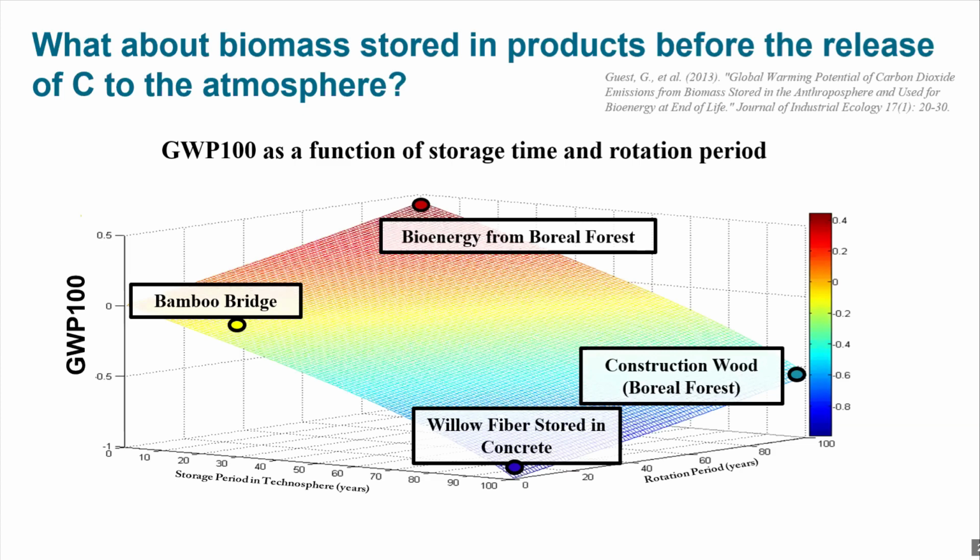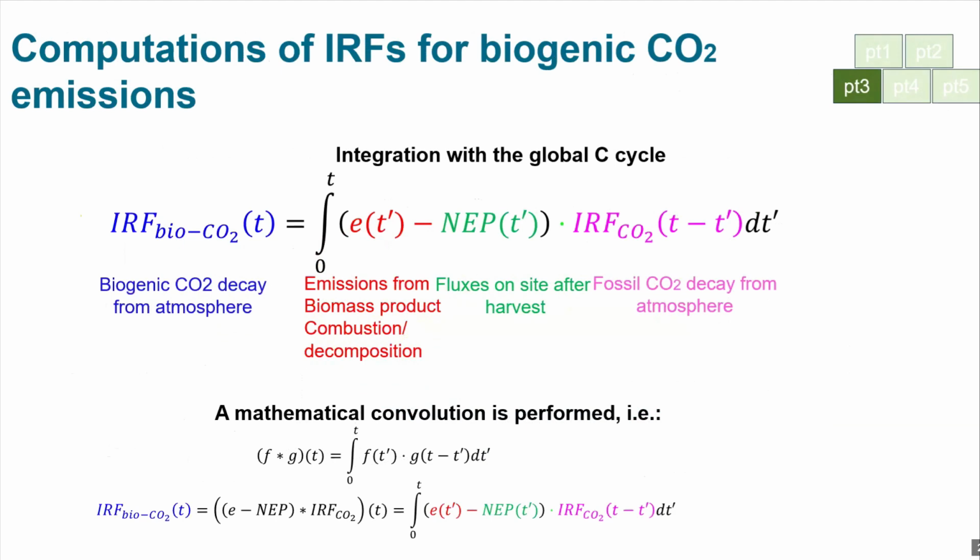But then you can see that the GWP factor can be positive or negative. It can have a climate cooling effect, but it can also have a warming effect. So overall, this is sort of what the equation looks like, but I don't really have time to go through it.